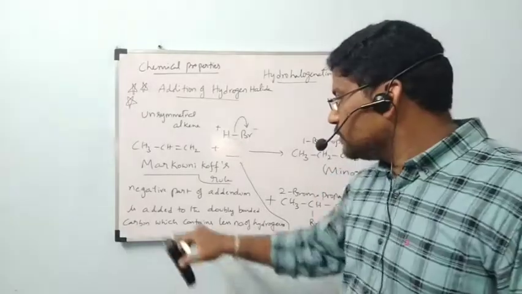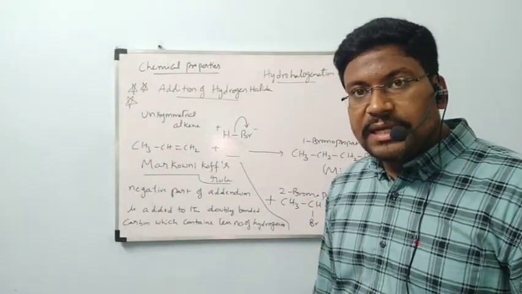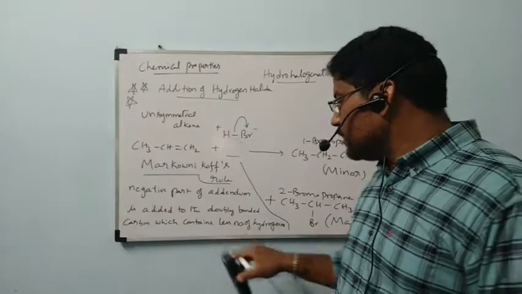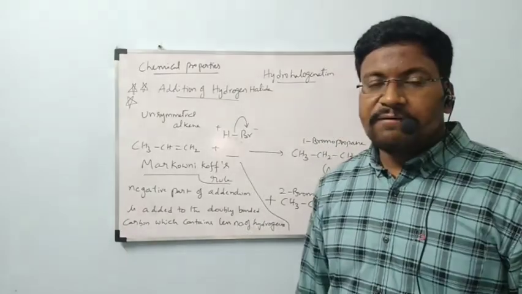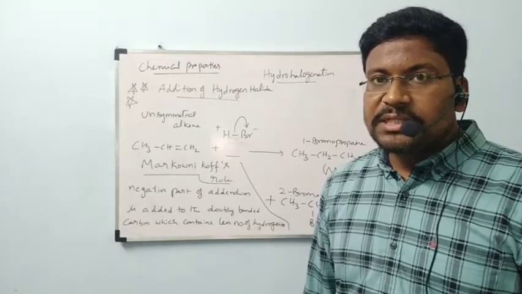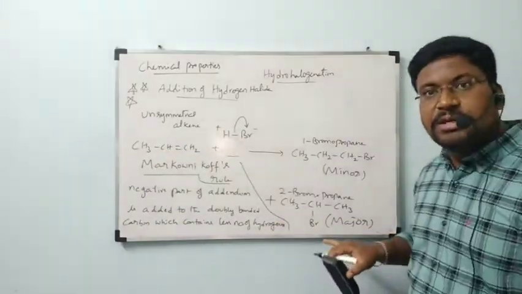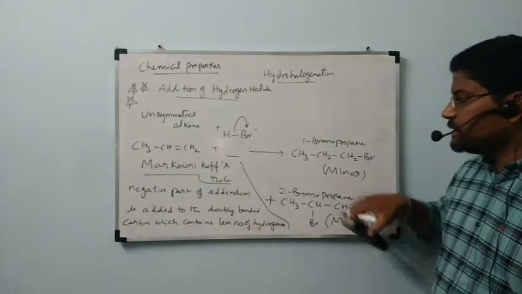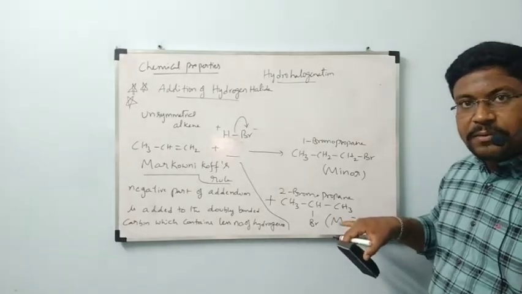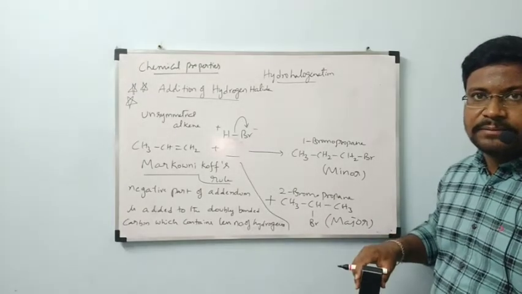What is that Markovnikov's rule? The negative part of the addendum is added to the doubly bonded carbon which contains less number of hydrogens. Definitely the double bond is present between two carbons. In that, the carbon which contains less number of hydrogens is bonded with bromine. So this middle carbon, the second carbon, is bonded with bromine. That compound is the major product. This is major, this is minor. If you get 100 grams of compound, 80 grams will be this compound and 20 grams will be the other. Major product means major quantity is formed.